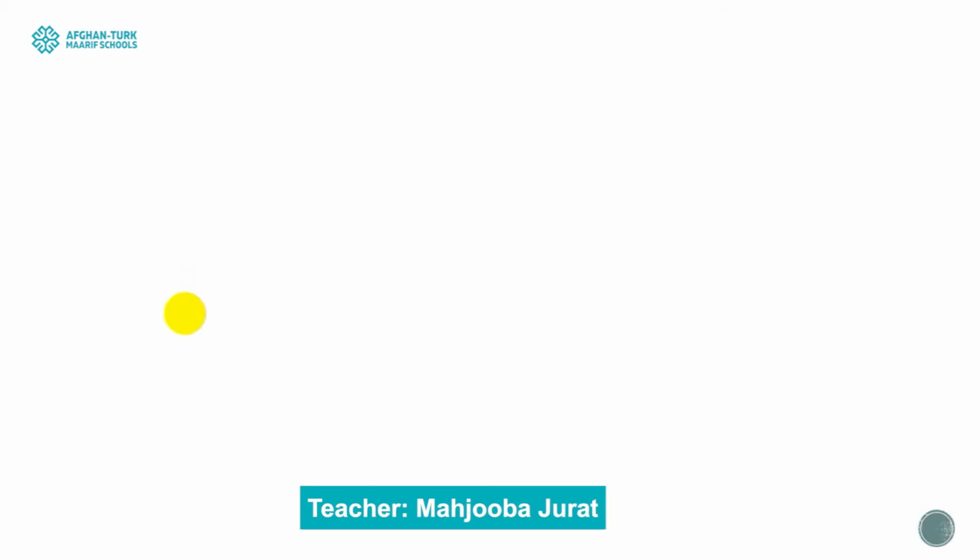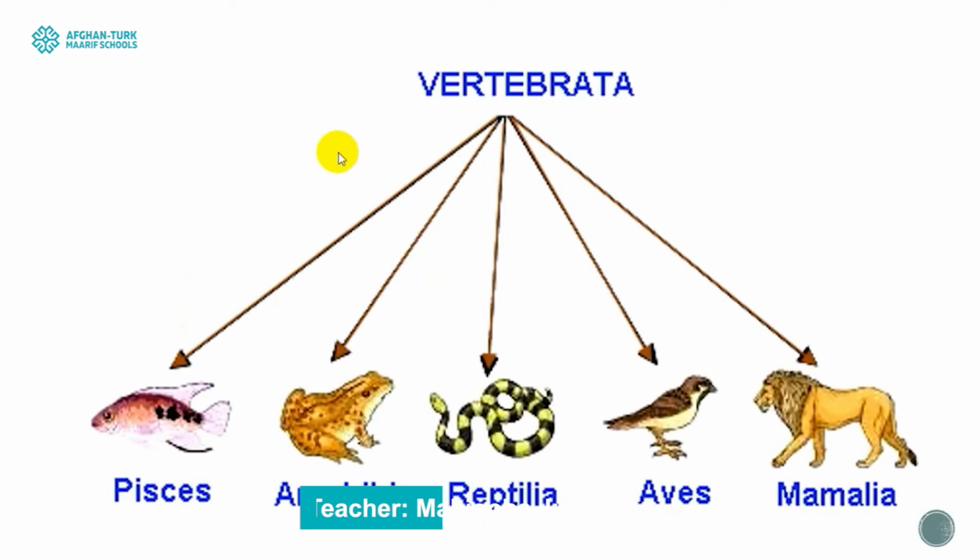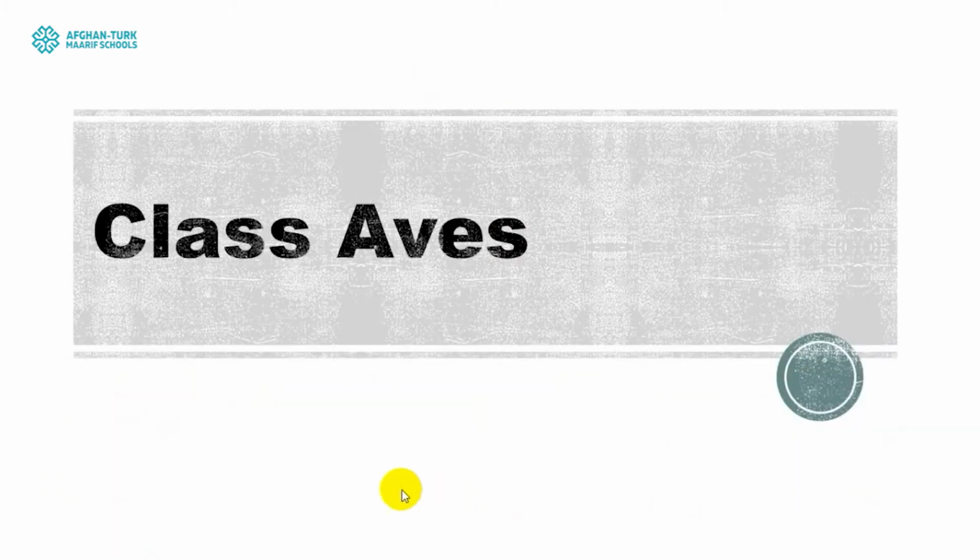If you remember, we talked about different classes of vertebrates. First of all, we divided them into different subclasses like pisces and tetrapods. Then we covered the pisces, amphibians, reptiles, and right now we are going to talk about Aves. So be with me till the end of the lesson for getting information about class Aves or birds.